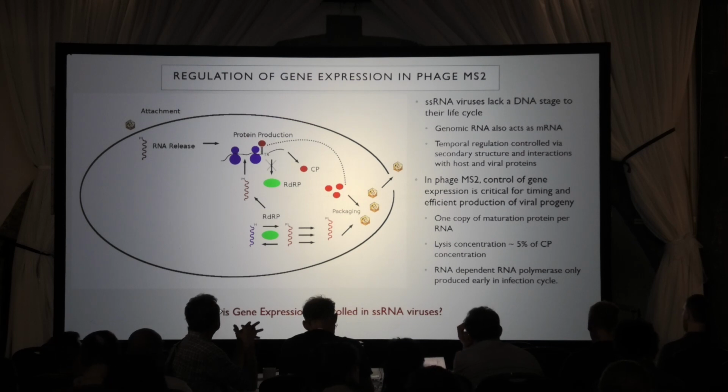You need one copy of maturation protein per RNA. About 5% of coat protein is equivalent to the lysis concentration, and you only need RNA-dependent polymerase produced early in the infection cycle. So the question is, how is all this controlled temporally?